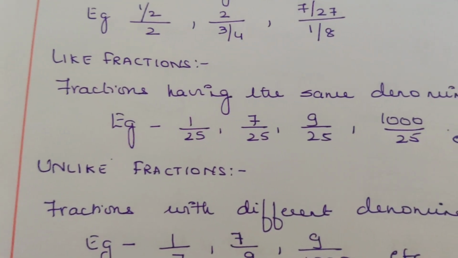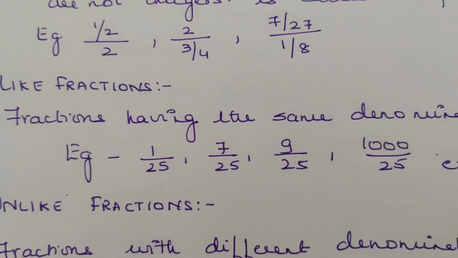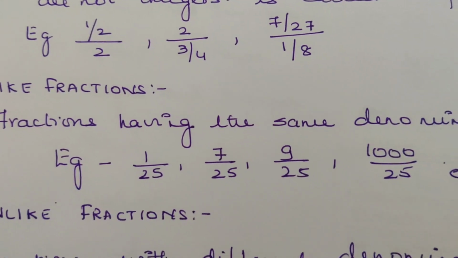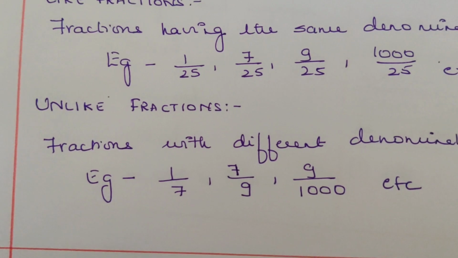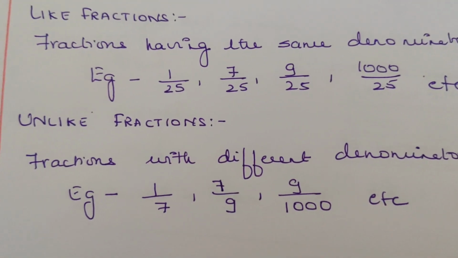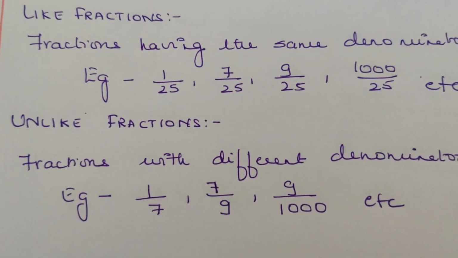What are like fractions and unlike fractions? Fractions having the same denominators are called like fractions. Example, 1 by 25, 7 by 25, 9 by 25, 1000 by 25, etc. Unlike fractions: fractions with different denominators are called unlike fractions. Example, 1 by 7, 7 by 9, 9 by 1000, etc.